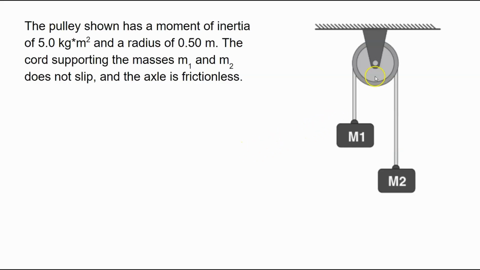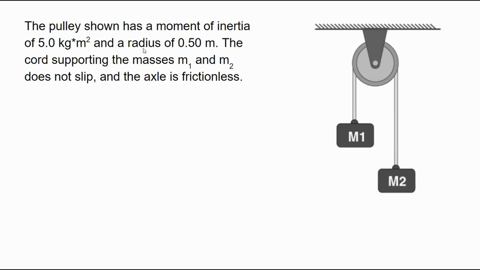This time we're going to look at a problem involving an Atwood machine when the pulley has mass. So we have our little Atwood machine set up to the right, and now let's read this problem. The pulley shown has a moment of inertia of 5 kilograms times meters squared and a radius of 0.5 meter. The cord supporting the masses M1 and M2 does not slip, and the axle is frictionless.